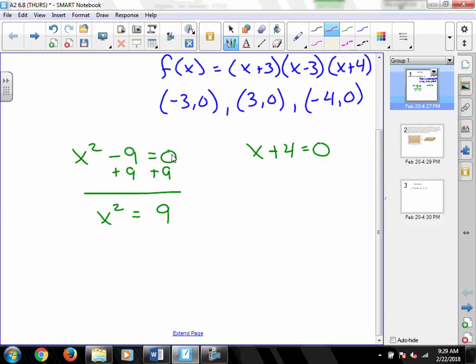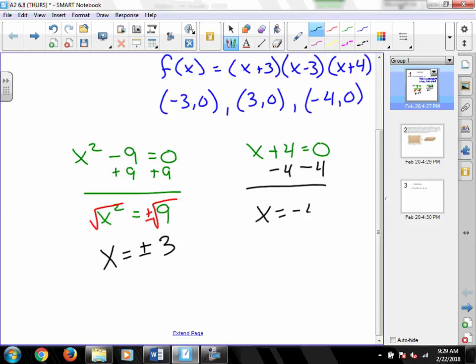And when I do that square root thing, Peyton, what do I need to remember? Plus or minus? Because we added the square root. Good. X is equal to plus or minus the square root of 9, which is 3. Subtract 4. Get that x equals negative 4. Which are, guys, the same points that you had when you solved it using your factoring.